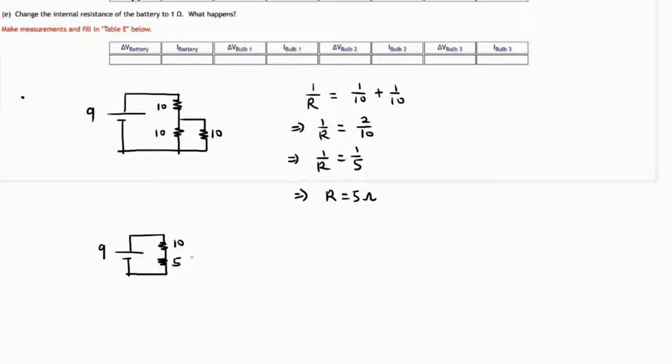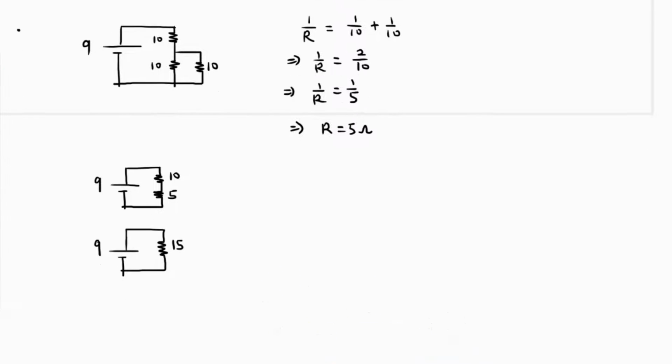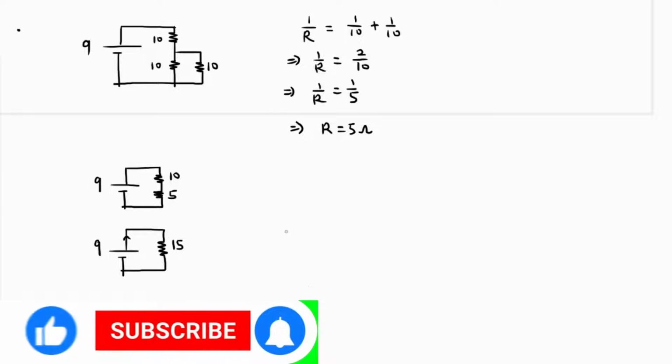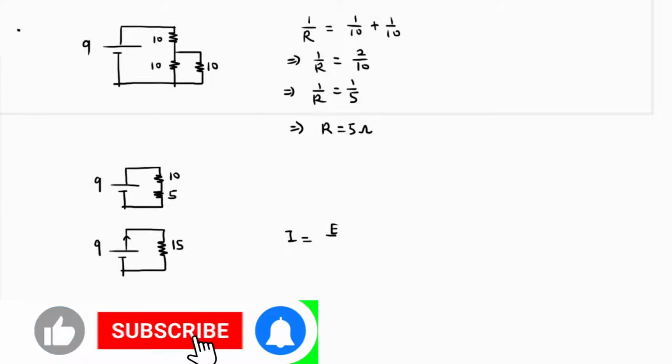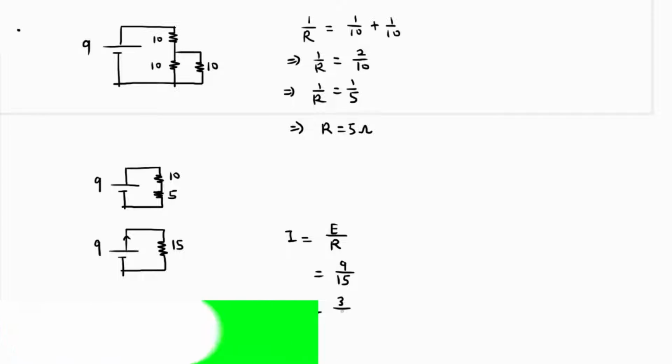Since 10 and 5 are in series, the equivalent resistance now is just going to be 10 plus 5, which is 15 ohm, and this is 9 volt. So the current is very easy to find now. The current is going to be the potential E over the equivalent resistance R. So that's 9 over 15. And 9 over 15 is nothing but, 3 times 3 is 9, 3 times 5 is 15, 0.6 ampere. So this will be the required current.